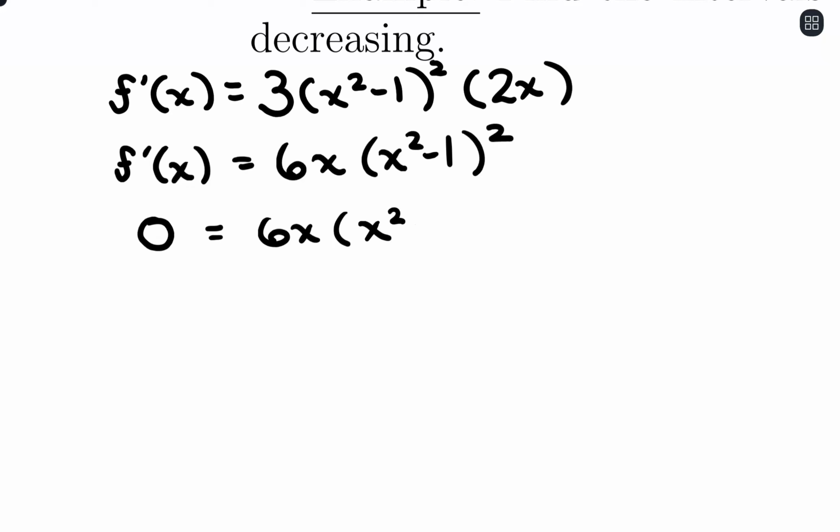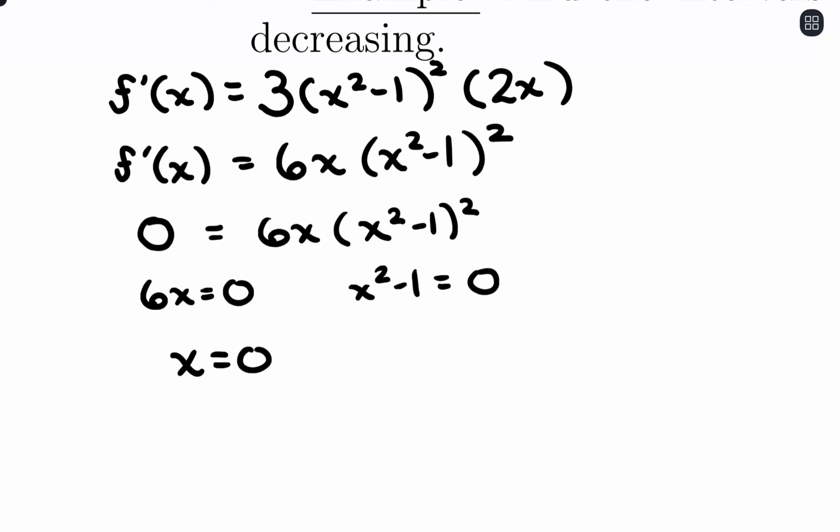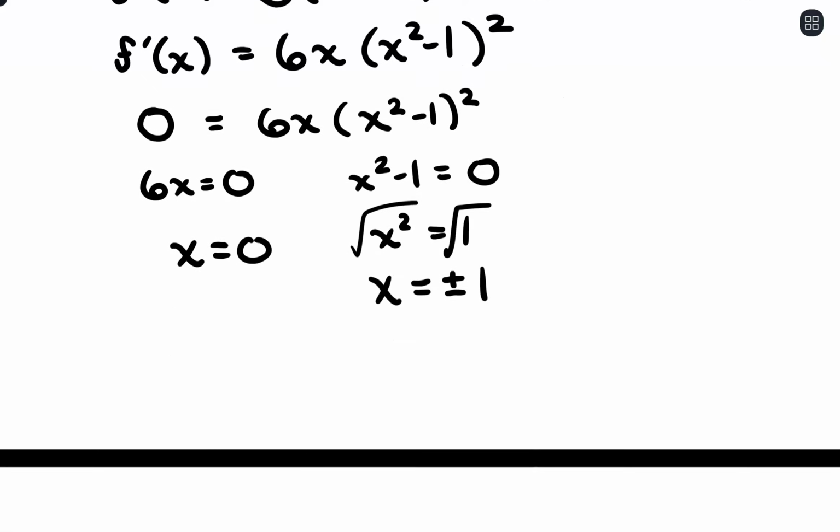So 6x times (x² - 1)². 6x can equal 0, or x² - 1 can equal 0. 6x equals 0 solves to x equals 0, so that's going to be one of our cutoffs. x² - 1 equals 0, so x² equals 1. Take the square root of both sides, so x can equal plus or minus 1.